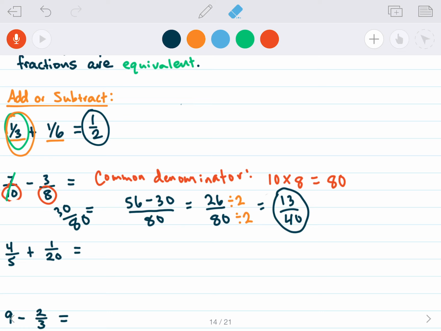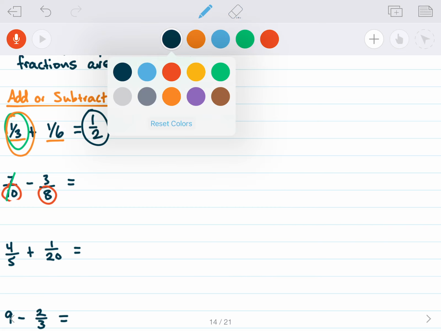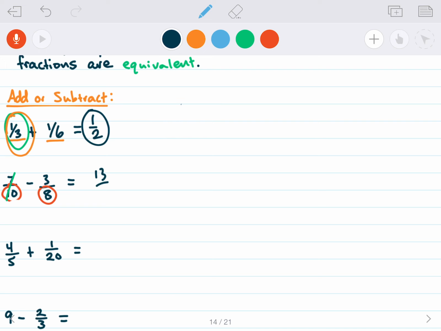I'm going to erase some of this just because it's looking a little bit clunky. Okay. All right, let's do the next one.